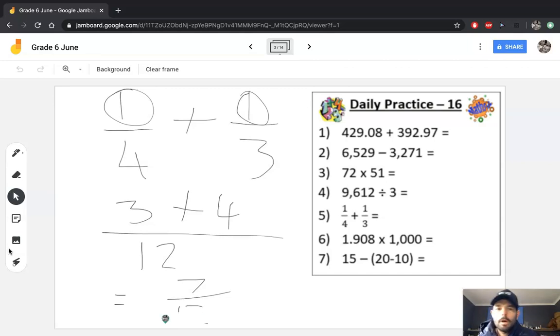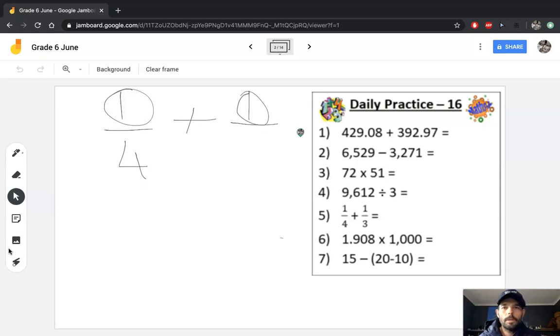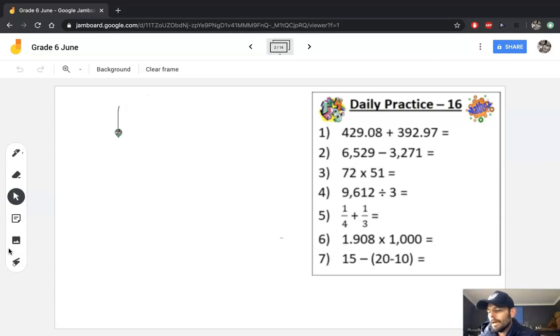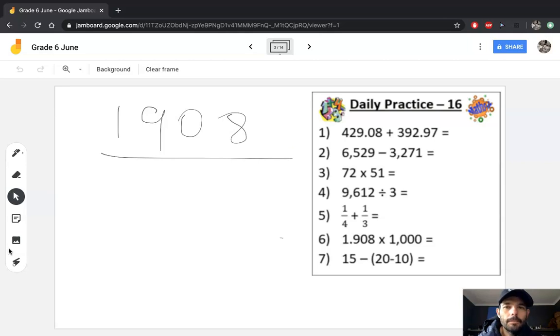And then question 6, we're multiplying by a multiple of 10, and this time it's 1,000. Okay, we know that when we multiply, the number gets bigger. We multiply by 10, it gets 1 place bigger. When we multiply by 100, 2 places bigger. And when we multiply by 1,000, it's going to get 3 places bigger. So your answer is 1,908.